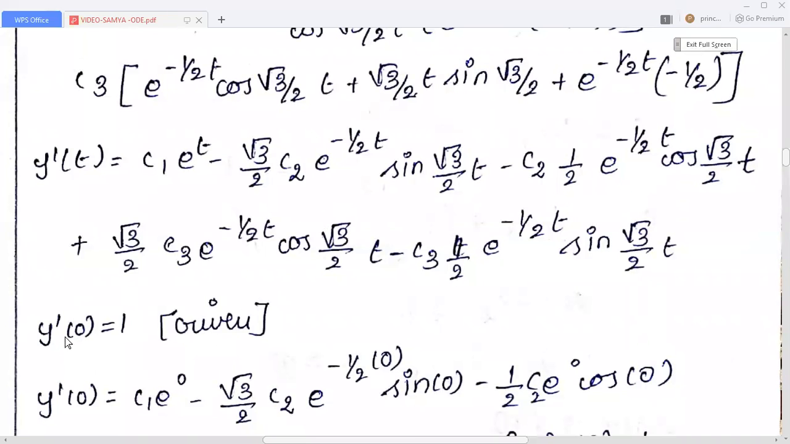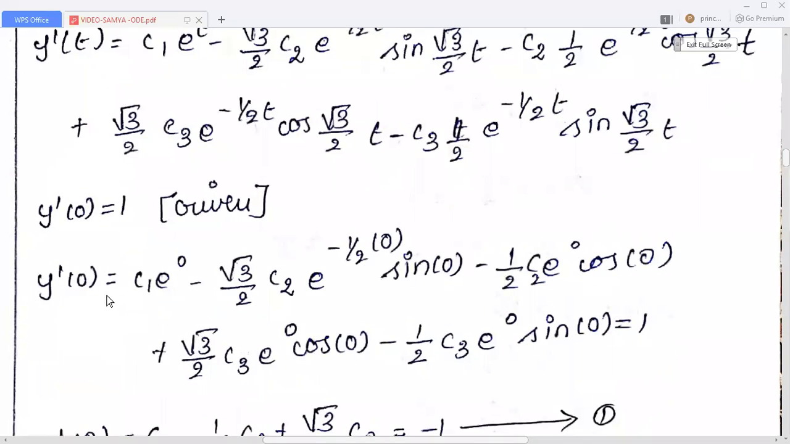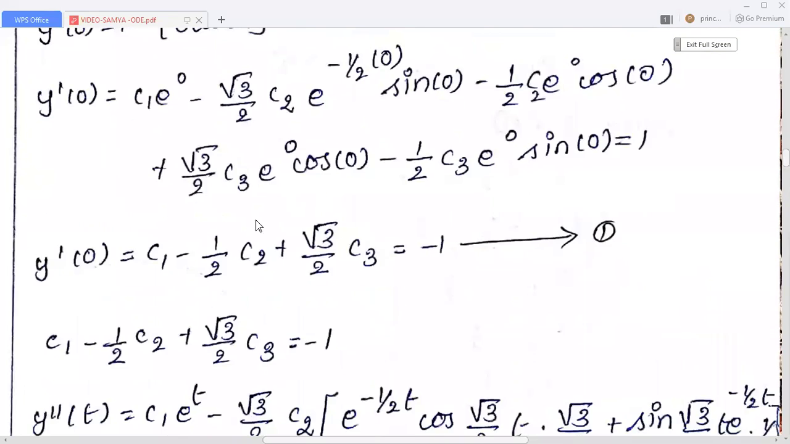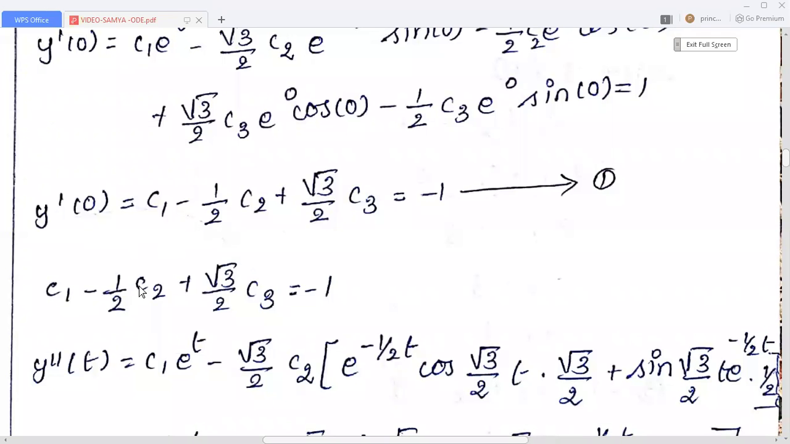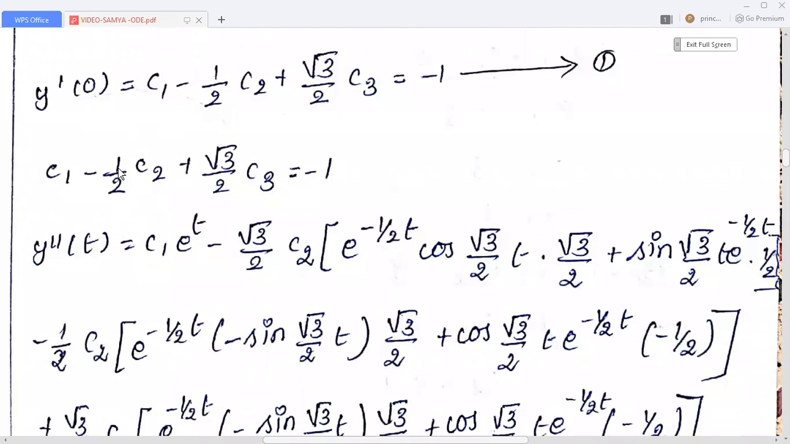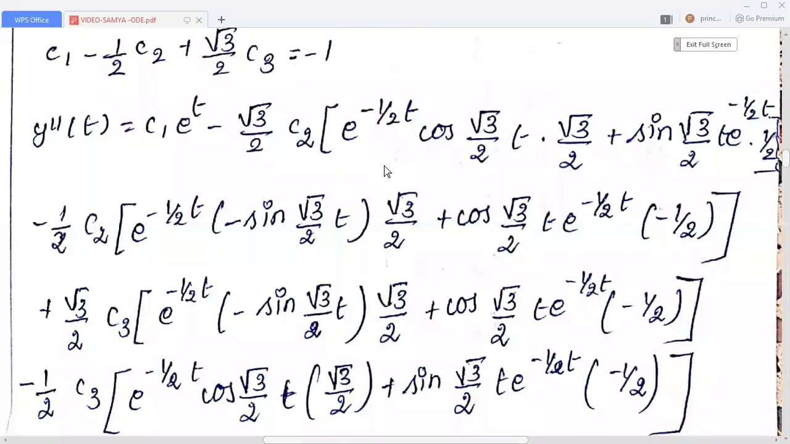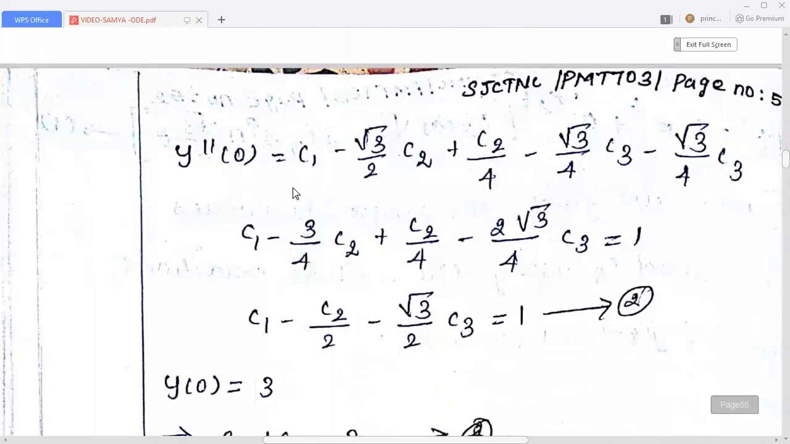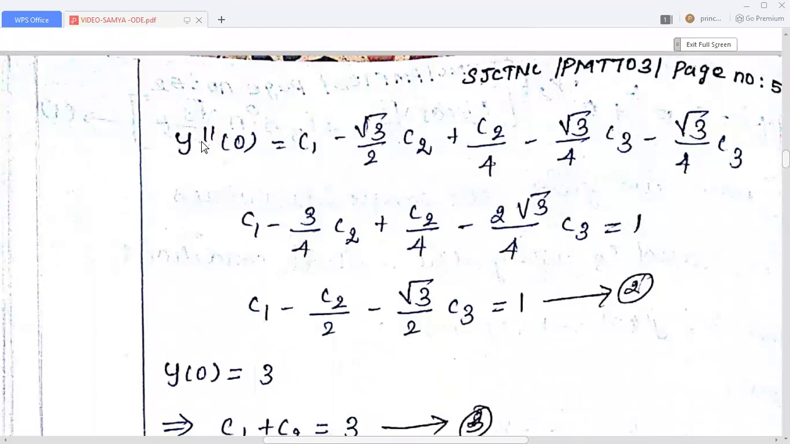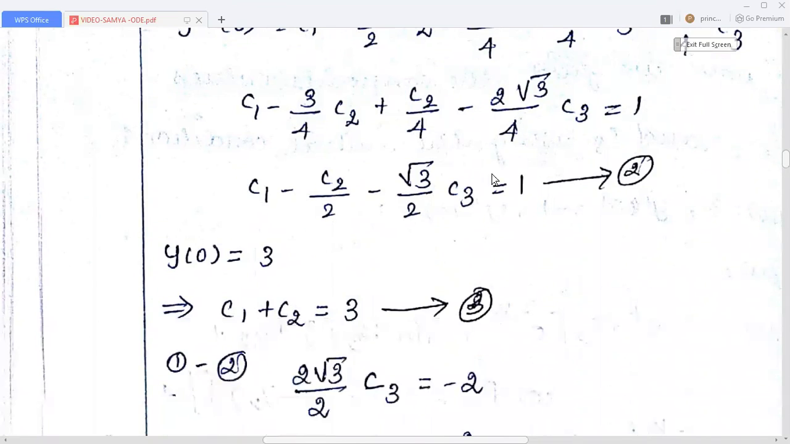We are given that y dash of 0 equal to -1. Using this, we get the equation C1 minus 1 by 2 into C2 plus root 3 by 2 into C3 equal to -1. Then this is the equation for y double dash of t. In this, we use the initial condition y double dash of 0 equal to 1. Then we get the equation 2.